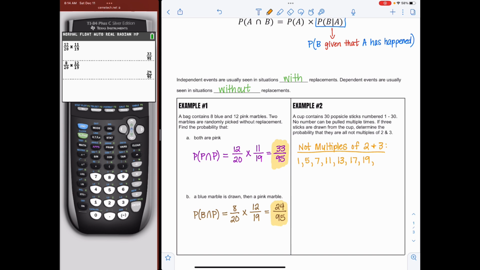20 is a multiple of 2. 21 is a multiple of 3. 22 is a multiple of 2. 23 is not a multiple of either. 24 is a multiple of 2 and 3. 25 is a multiple of neither.